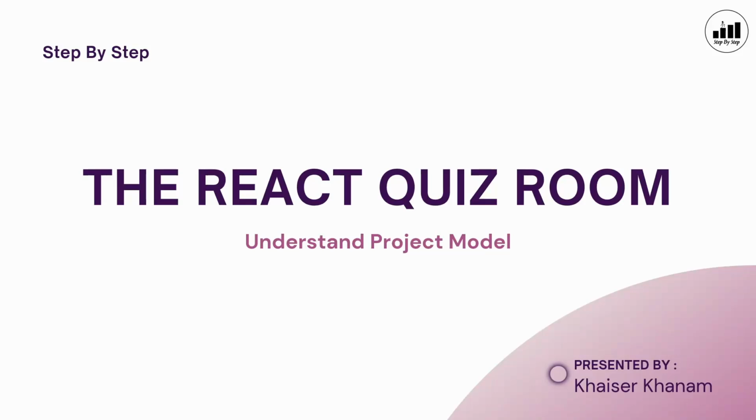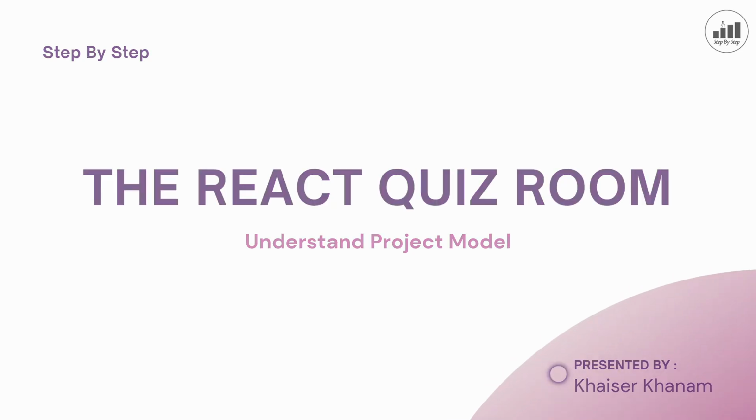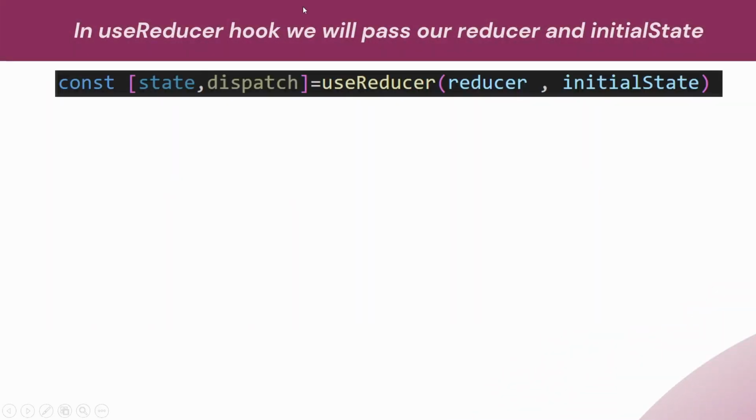Let us now start with understanding our project model. And this is one of the important lectures of this entire project. And as already mentioned, in this entire project, we are going to master the useReducer hook. So inside our useReducer, we are going to have a reducer function and our initial state. Inside the initial state, we are going to pass the default state, and based on the actions we trigger inside the reducer function, we are going to update our state, and accordingly we are going to return the new state.